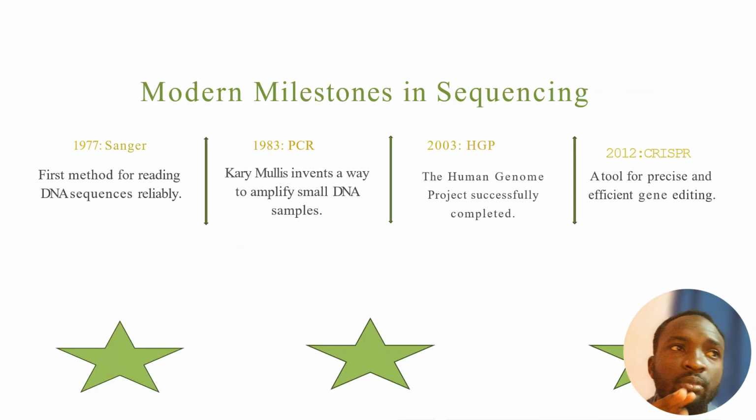We have some sources here. For example, in 1977, Sanger produced the first reading of a DNA sequence. In 1983, Kary Mullis invented a way to amplify small DNA samples. The Human Genome Project was completed in 2003, and lastly, we have a tool for precise, efficient gene editing that was discovered in 2012.